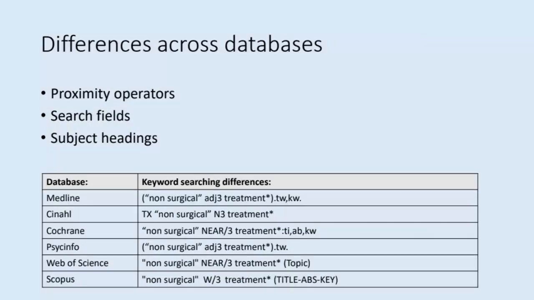Web of Science, you can see again, different proximity operators. In this one, you search the topic field, and similarly with Scopus, it's a W instead of an N or an ADJ. And we've been searching the title, abstract, and keyword field.